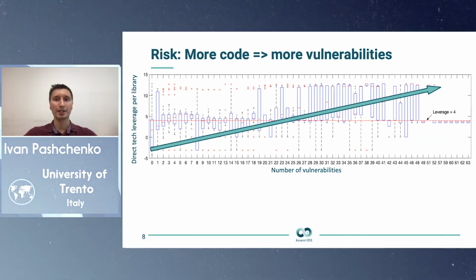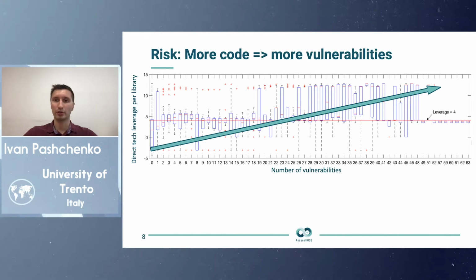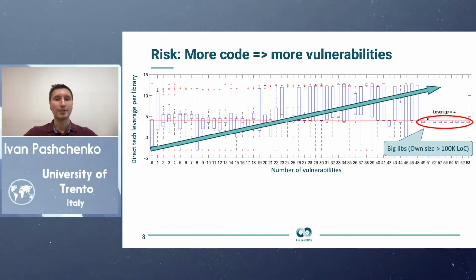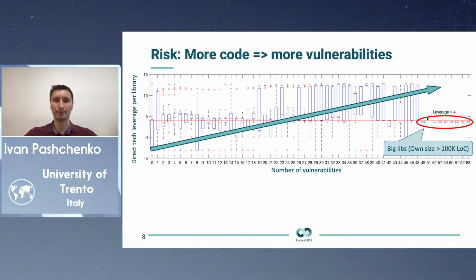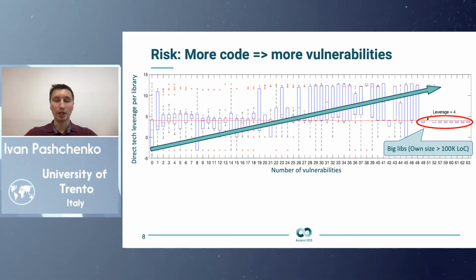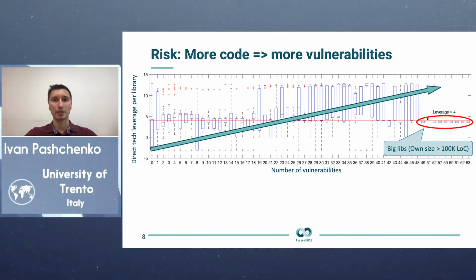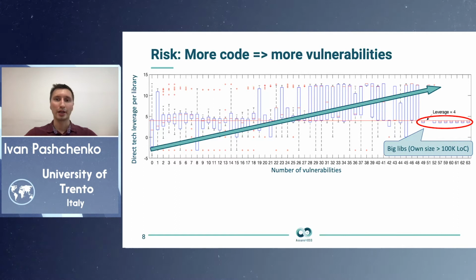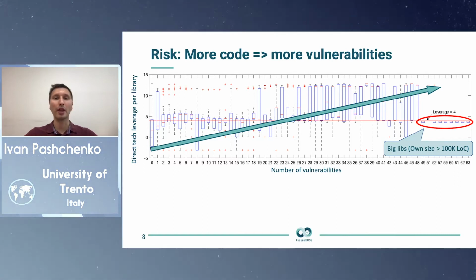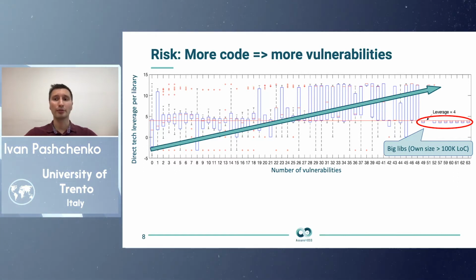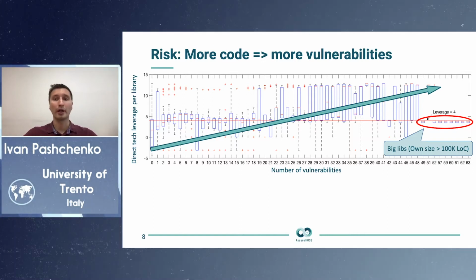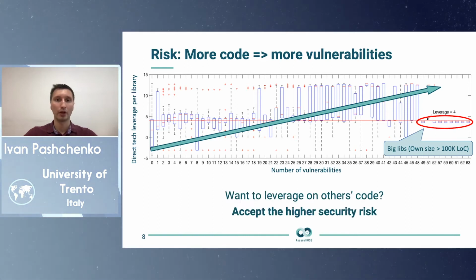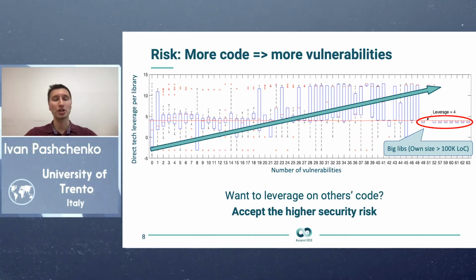There are several exceptions on the very right of the plot: several libraries with a high number of vulnerabilities have relatively small leverage. We checked these libraries manually and discovered that these are exceptionally large libraries. They have a high number of vulnerabilities since they have a very big code base, more than 100,000 lines of code. So if you want to heavily leverage others' code, you have to accept a much higher security risk.